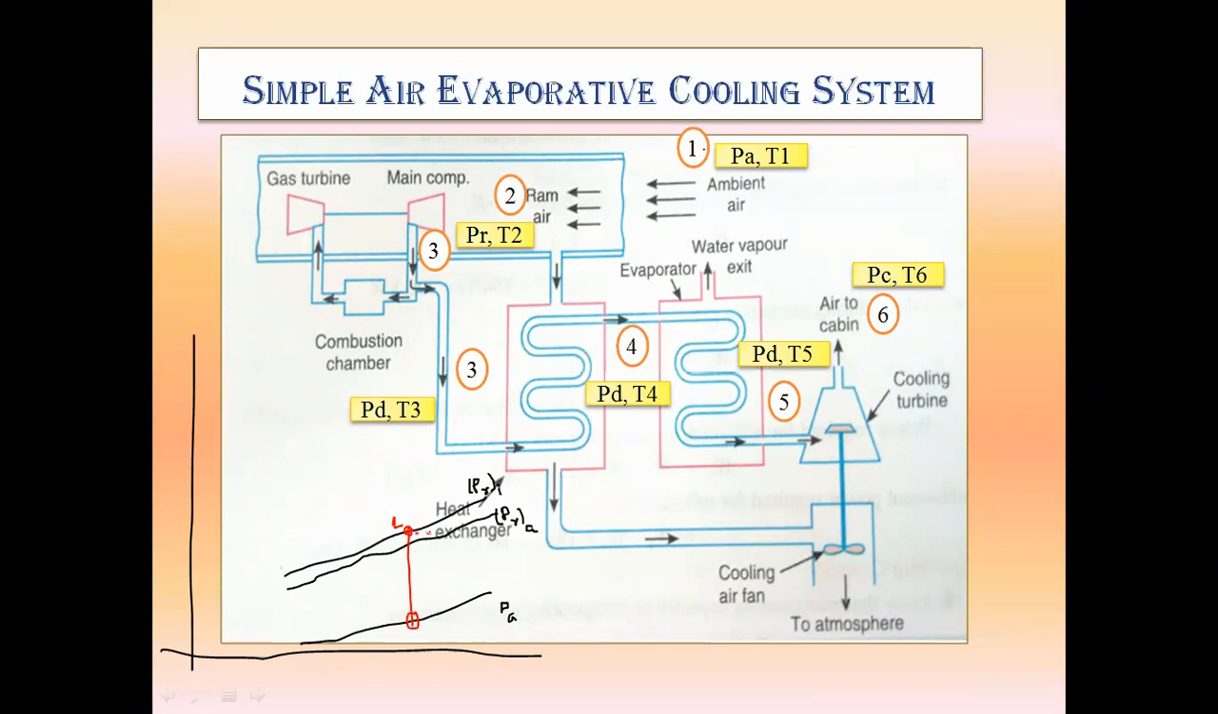But while drawing the actual ramming, the temperature of 2 and 2 dash should come the same. The temperature of 2 and 2 dash should come the same. So the actual ramming process will be drawn likewise. That is polytropic ramming. So 1 to 2 dash.